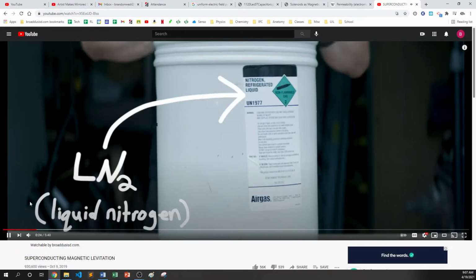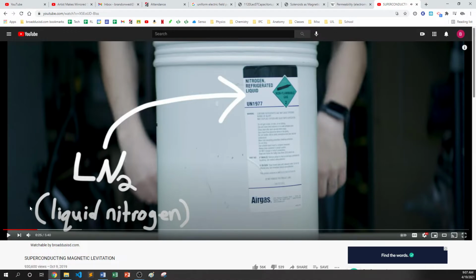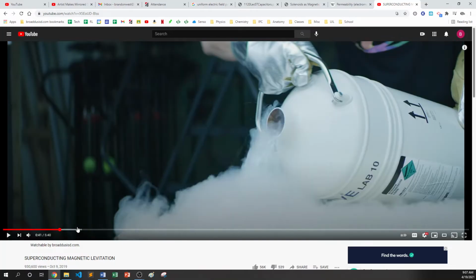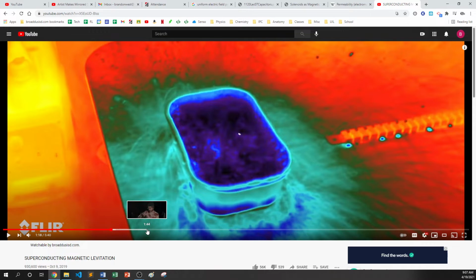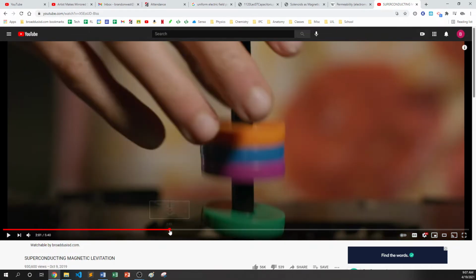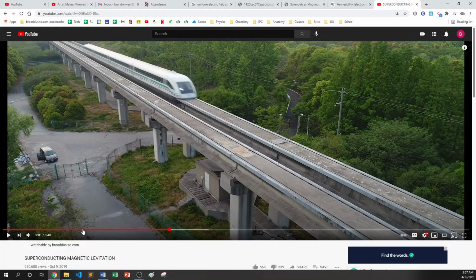So some materials become superconductors when they're cooled to a very, very low temperature. This is one that, if you put liquid nitrogen on it and cool it down to the same temperature as liquid nitrogen, becomes a superconductor. And the thing about superconductors is they have no electrical resistance. Like if you had a long superconductor, you could have almost infinite current going through it and it wouldn't slow it down.